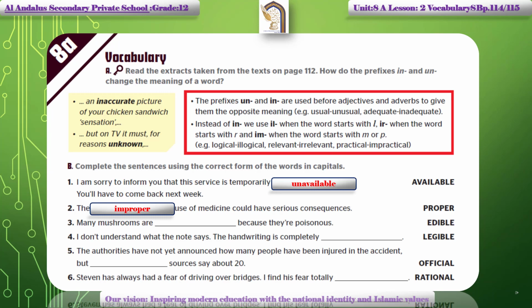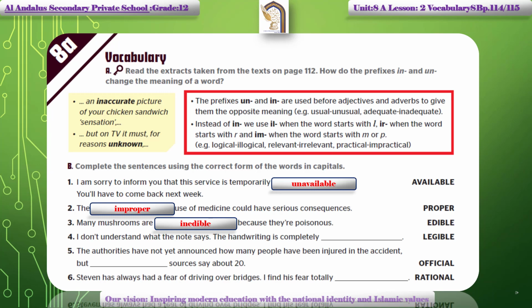Sentence 3. Many mushrooms are edible because they are poisonous. Edible means something that can be eaten. Do you think that mushrooms can be eaten when they are poisonous? Of course not. So the correct answer is, wonderful, this is a very good illustration, inedible. So the sentence is correctly written. Many mushrooms are inedible because they are poisonous.